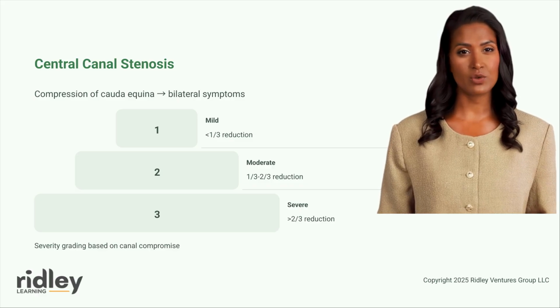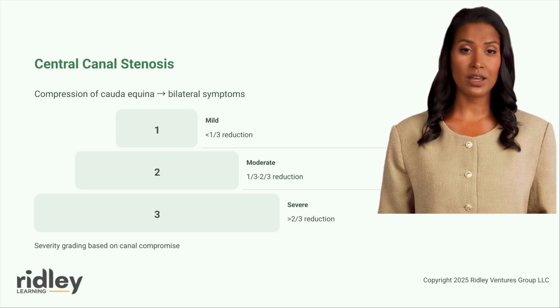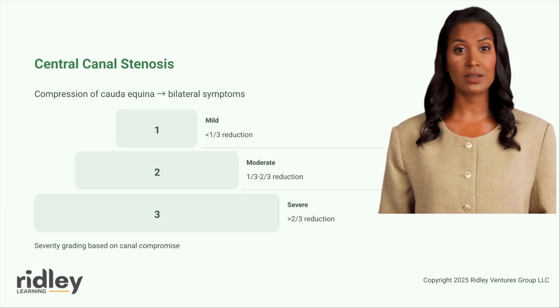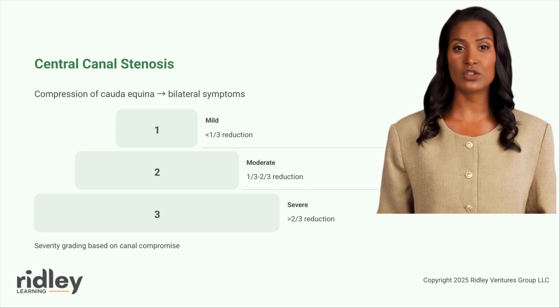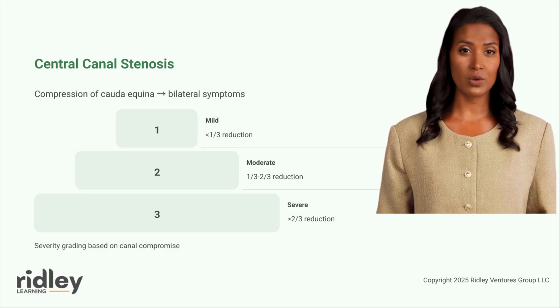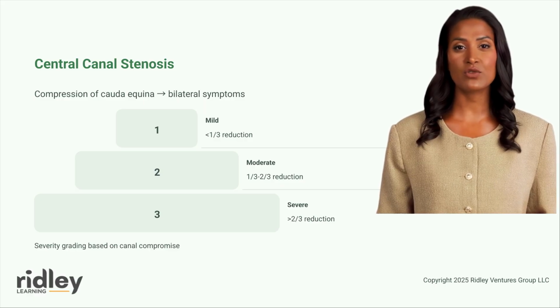Patients classically describe the gradual onset of bilateral buttock, thigh, and leg symptoms during ambulation, with symptom distribution often described as stocking pattern or affecting multiple dermatomal distributions simultaneously. Severity grading for central stenosis is commonly based on the percentage reduction in canal cross-sectional area or the degree of dural sac compression. Mild stenosis involves reduction of less than 1/3, moderate stenosis involves reduction of 1/3 to 2/3, and severe stenosis involves reduction of greater than 2/3 of normal canal dimensions.